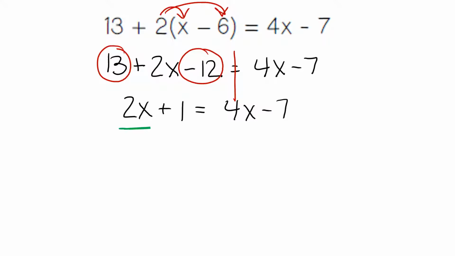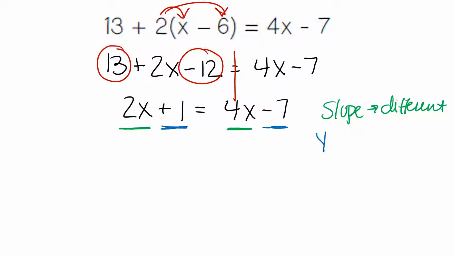Looking at this problem, 2x and 4x are different. That's my slope, different slopes. The plus 1 and the minus 7 are the y-intercepts. They are also different. Meaning this should end up to be a one solution problem. We keep solving to prove it.